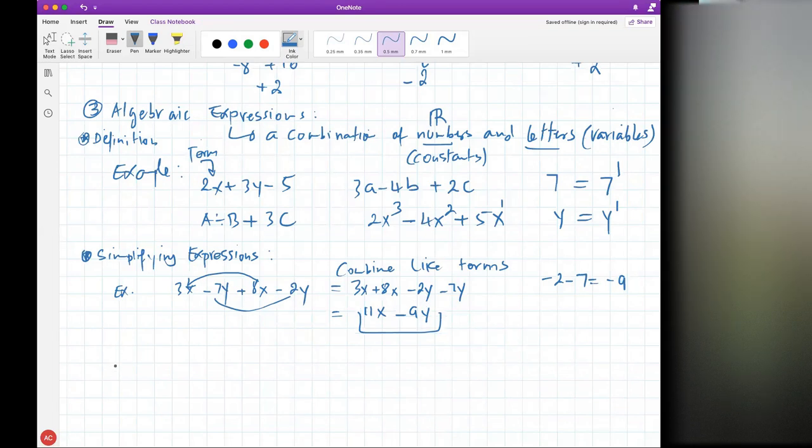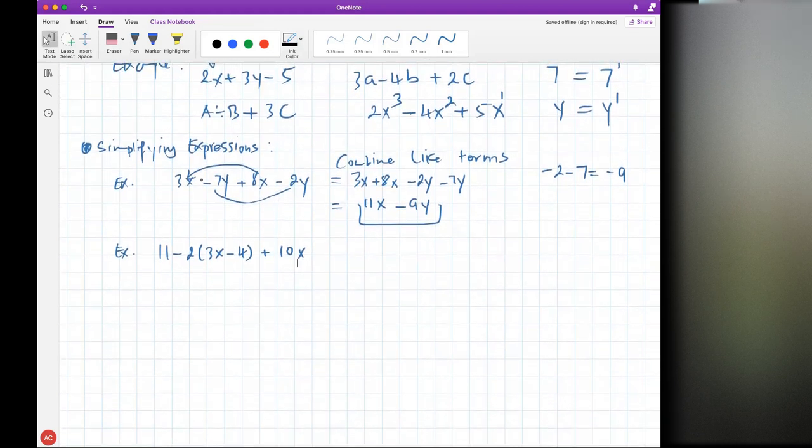All right, let me give you another example. So you may have parentheses involved here. Let's say we have 11 minus 2 times, for example, 3x. You may have something like this with parentheses involved. Again, that's an algebraic expression because we have numbers and letters all together. And let's see if we can simplify this. It's a little bit long. Let's see if we can make it shorter, maybe something smaller like this.